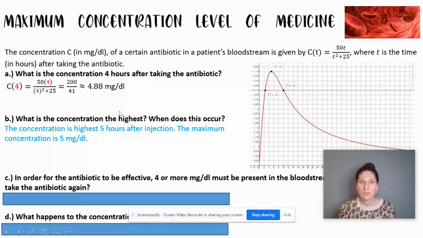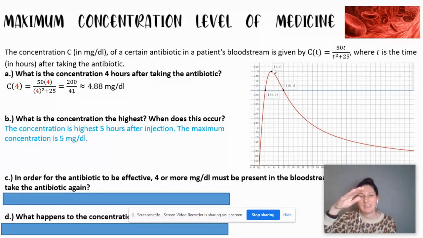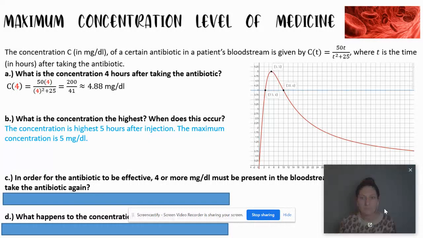Make sure that you include your units on these problems. And if you think about the context of this graph, your x-axis is the number of hours. So when you first take the antibiotic, the concentration is increasing in your bloodstream. It reaches a maximum concentration, and then it decreases in your bloodstream over time.